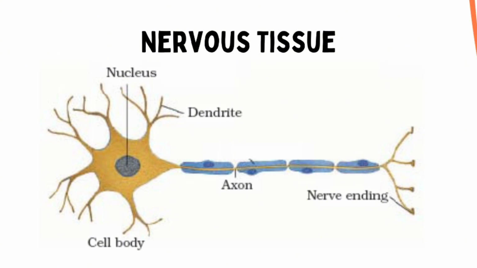Finally, the nervous tissues. There are two types of cells, the neuron and the neuroglia. The neuron is responsible for receiving and transmitting information within the brain, while the neuroglia provides support and maintenance so that neurons can function properly.